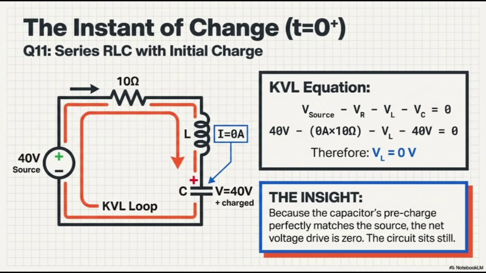So let's go for another question, the instant of change, because as you know, at t equals 0, your inductor doesn't like any changes and doesn't like any current to pass. So your I is equal to 0.